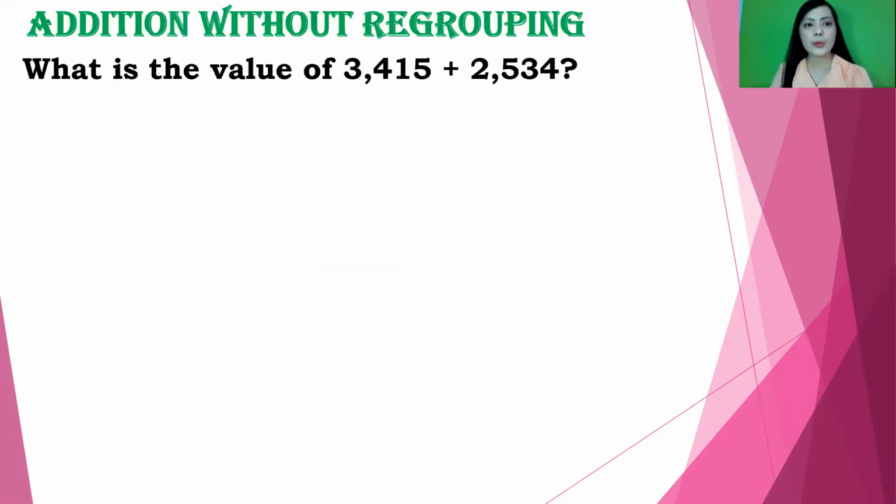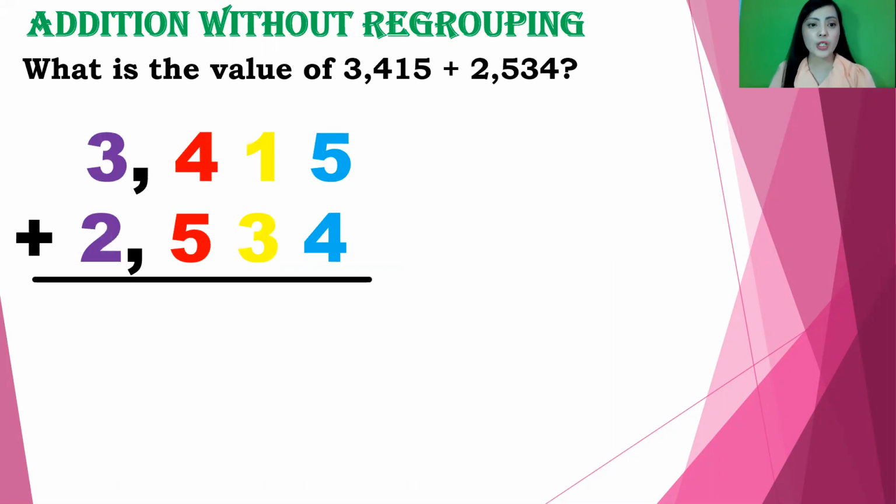Now, addition without regrouping. What is the value of 3,415 plus 2,534? First, you have to align the numbers according to their place value. So 5 and 4 in the ones place, 1 and 3 in the tens place, 4 and 5 in the hundreds place, 3 and 2 in the thousands place.